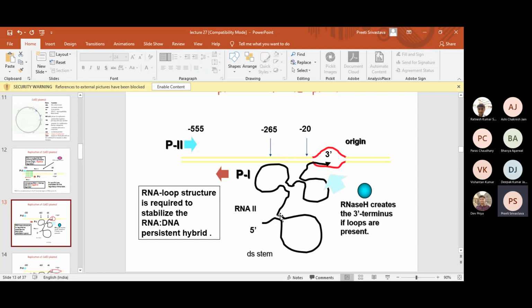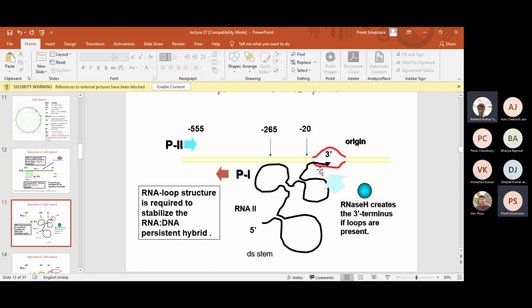So that means this RNA2 serves as a primer. It provides the 3' hydroxyl group onto which the DNA replication is initiated. So the origin region opens up, the replication bubble is formed, and it is this RNA2 which serves as the primer for the synthesis of DNA. This RNA2 conformationally shows several stem loops.